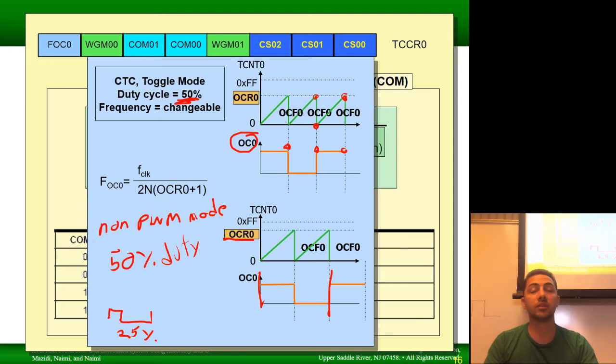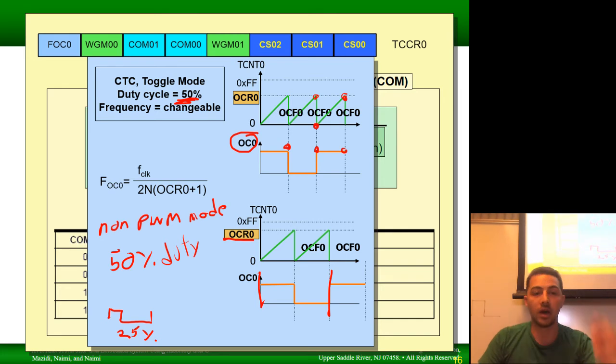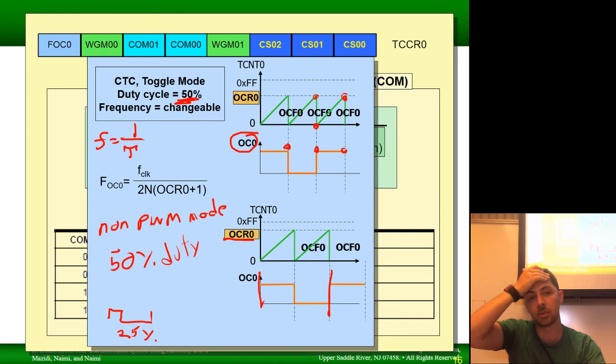It's lower. It's an inverse relationship. The larger your period, the lower your frequency. The larger your frequency, the shorter your period. Okay? Again, frequency is 1 over the period. So it's inversely proportional.